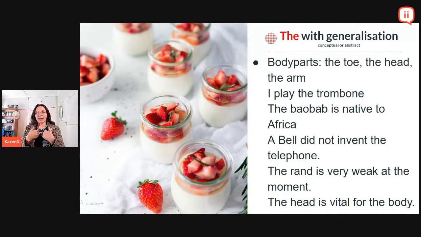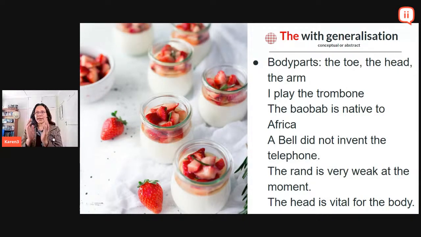Then the rand, which is my currency, or the dollar, or the euro, is very weak at the moment, okay? So you talk about any currency as the rand, the dollar. Not when you're talking about this cleaning stuff costs $20 or $2, okay, or €5. No, that's singular, because you're being specific about how many. But that's without any article, because you've already got a specificity in the number beforehand.